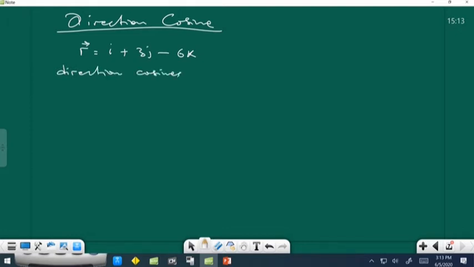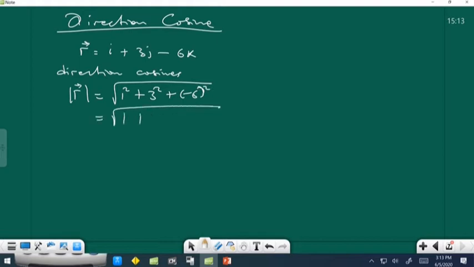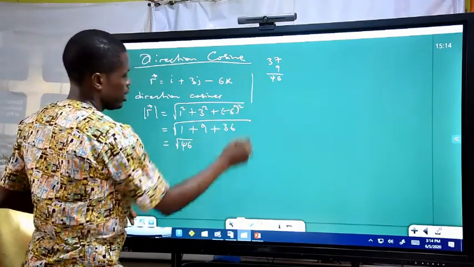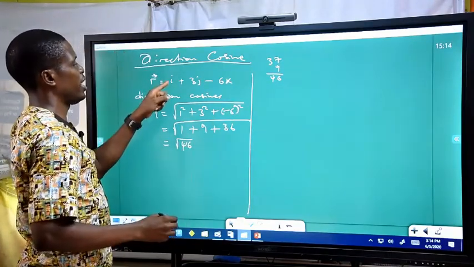The direction cosine will now be, you need to look for the modulus value of R, and that is the square root of 1 squared plus 3 squared plus minus 6 squared. So we have 1 plus 9 plus 36. 36 added to 1, we have 37. 37 added to 9 gives us 46. So we have root 46.